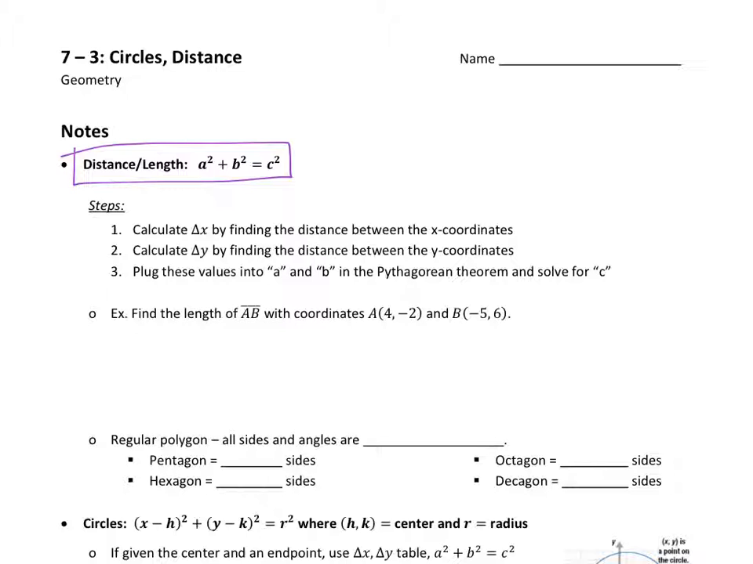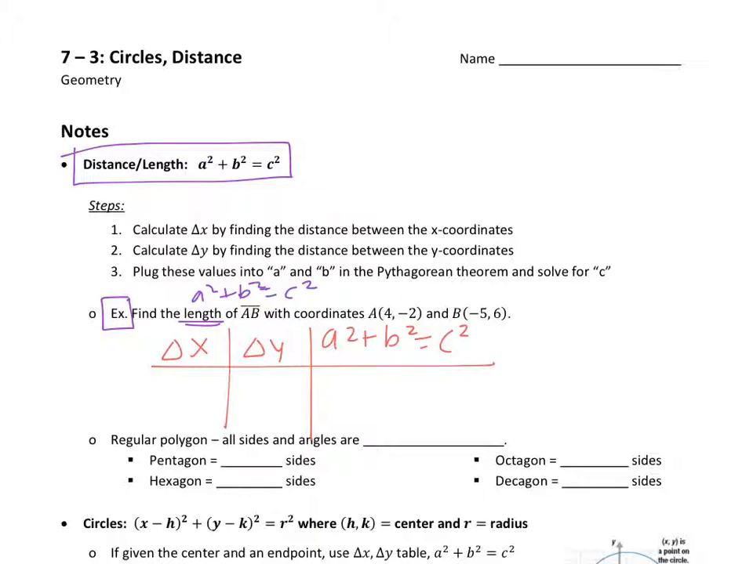So what you can see here are the steps written out with an example right beneath it. So we're going to follow those steps while we complete the example. It says find the length of AB with coordinates A and B. Whenever I see the word length, I'm going to write myself a note that it's a squared plus b squared equals c squared. So here I'm going to first find change x and change y. This will give us steps 1 and 2 at the same time. Then I'm actually just going to stick a third column on here, Pythagorean theorem.